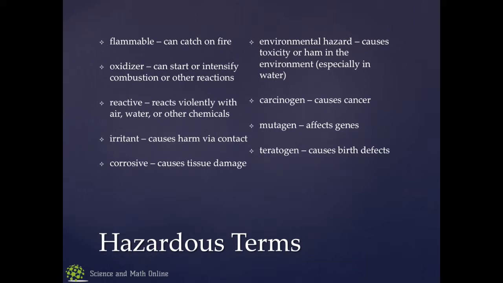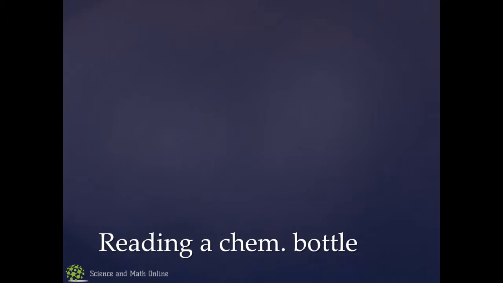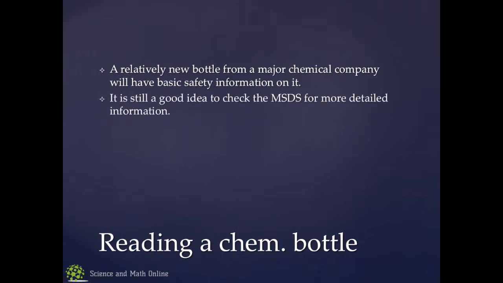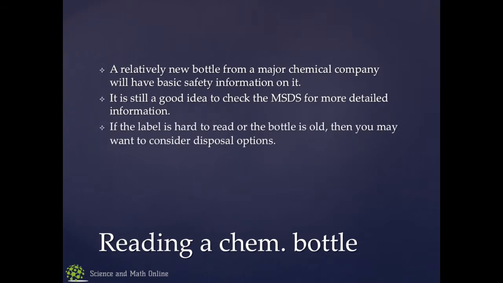So these are things you may see on bottles, you may see on MSDS sheets that you need to be familiar with. Hopefully I'm not scaring you too much at this point in time. All right, chemical bottles. If it's a new bottle from a major chemical company, it should have all the basic safety information on it. But you still want to check your MSDS sheets because they have more detailed information. If the label is hard to read or the bottle is old, you may want to consider disposing of it, just because you need to know what your risks are.